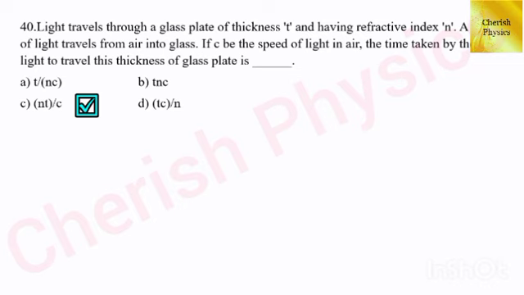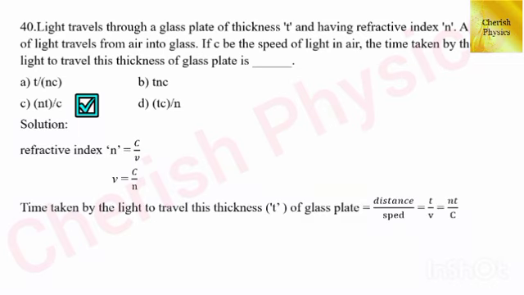Let us see the solution. We know the refractive index formula n equal to c divided by v. From that, v equal to c divided by n. The time taken formula is the distance divided by speed, which is equal to t divided by v. Substitute v equal to c divided by n. We get n into t divided by c.